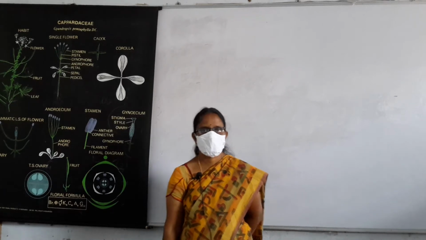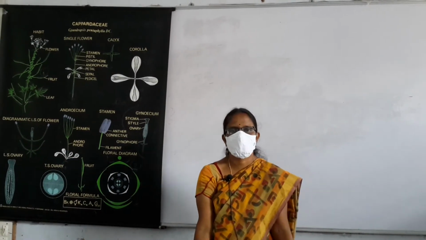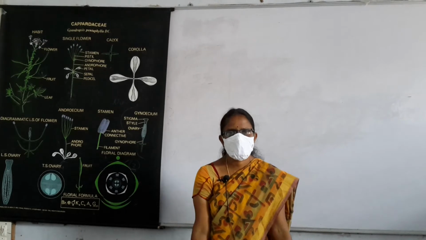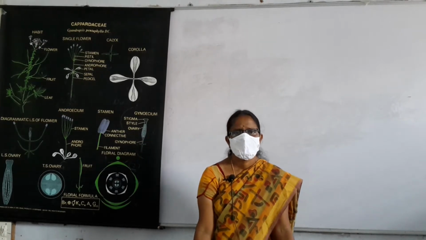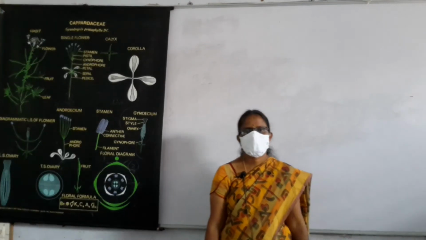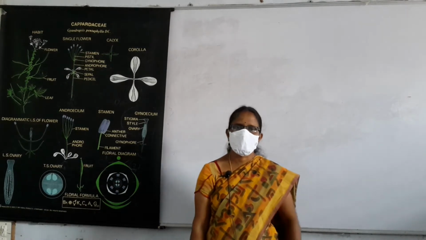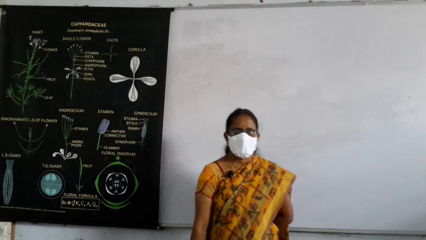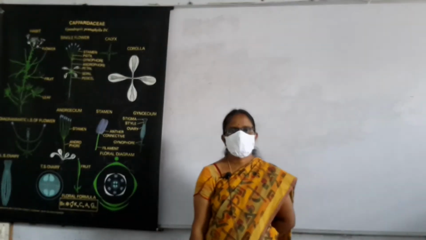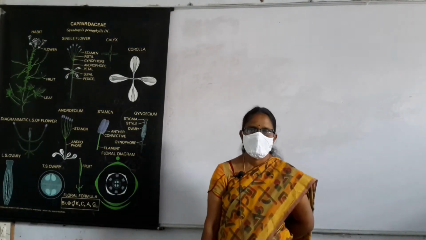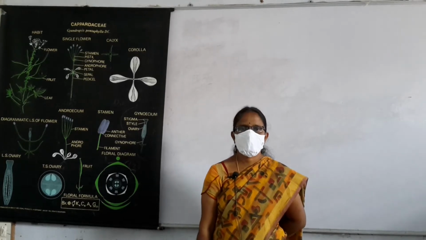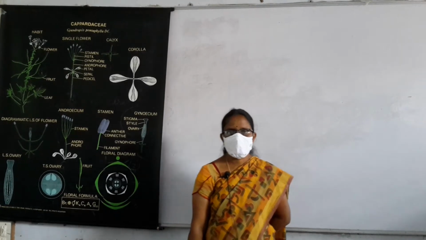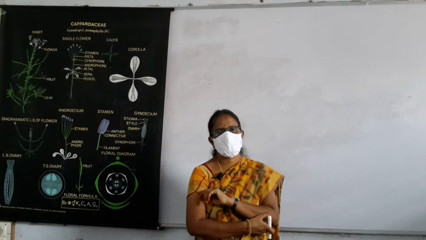Good morning students. In the previous class, the Annonaceae family was completed, and the Capparidaceae introduction was also completed. Annonaceae is the first family. Its classification is Dicotyledonae, Polypetalae, Thalamiflorae, Magnoliales, Annonaceae, Annona squamosa. This was also completed in the previous class. Annonaceae is completed, and the next one is the Capparidaceae family.